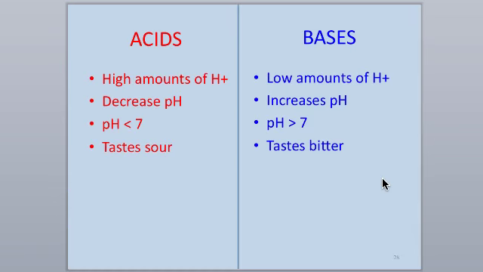All right, so just kind of summing up what acids and bases are. Acids have a high amount of hydrogen ions. They have a lower pH, and it's usually less than 7, and they also have a very sour taste to them. And I made the font color red here because chemists often associate acids with the color red, and bases are often associated with the color blue, where in bases you see a low amount of hydrogen ions, we see an increase in the pH, and usually that pH is greater than 7, and it tastes pretty bitter.